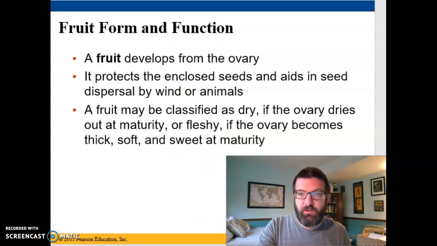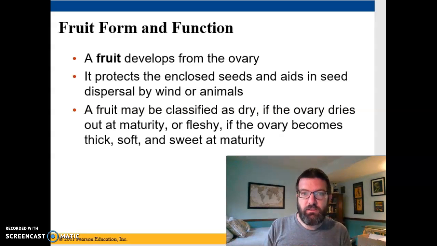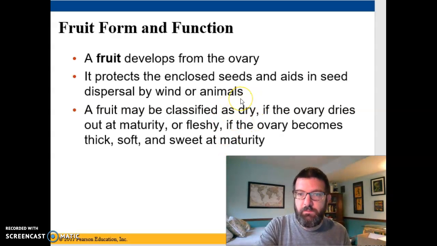The ovary is going to develop into the fruit, and you can classify fruit in a number of ways. They all are reproductive structures that contain seeds and develop from the ovary, but they might be dry at maturity, like those burrs that attach to your socks, or they may be fleshy at maturity, and this is what we think of as a fruit, an apple, for instance.